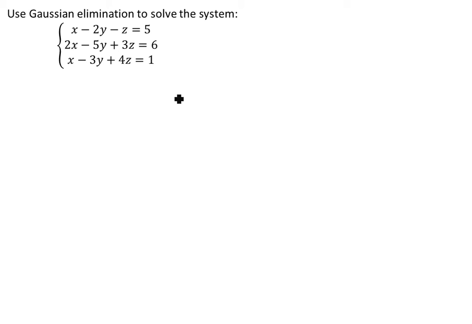Solve this system using Gaussian elimination. We're going to start by writing the augmented matrix that corresponds to this system. Now we already have a 1 here in the top left, so we want to get zeros below that.